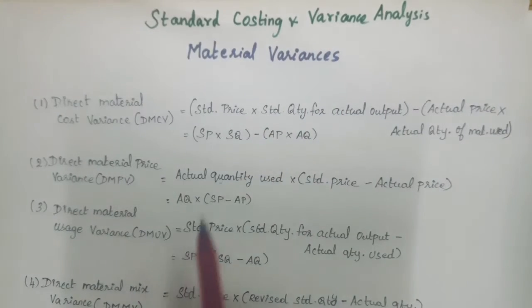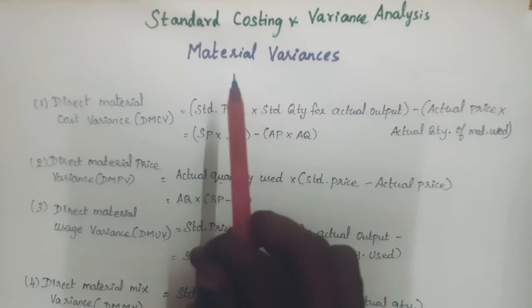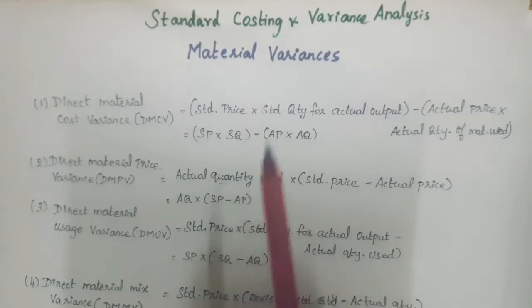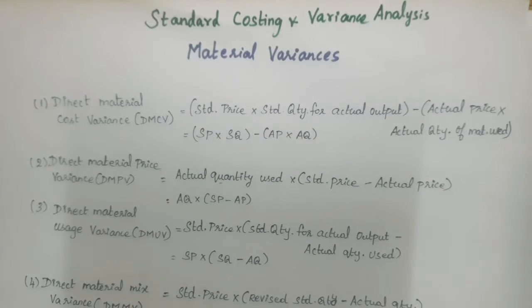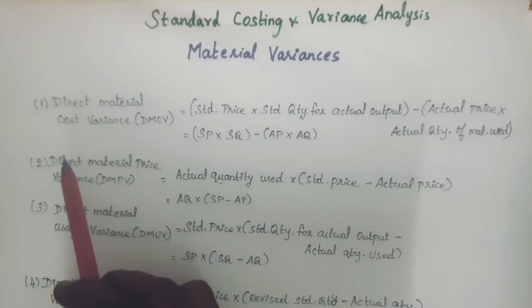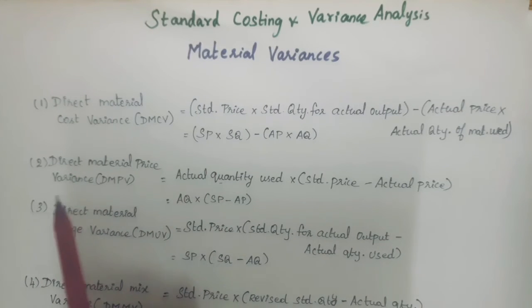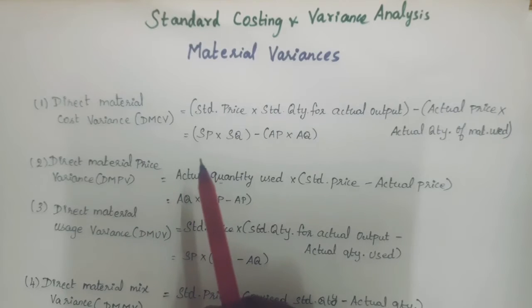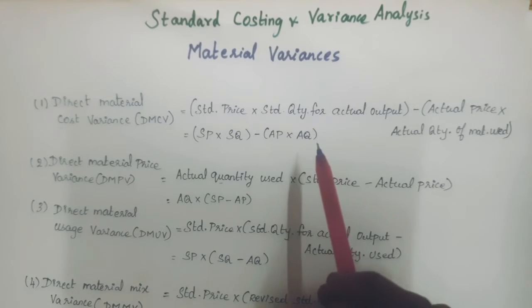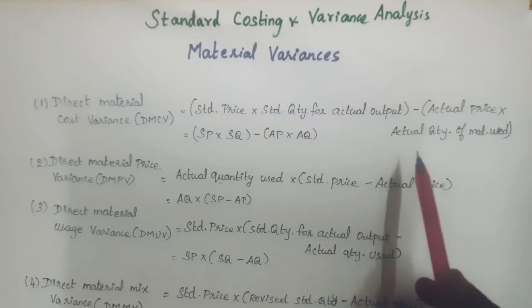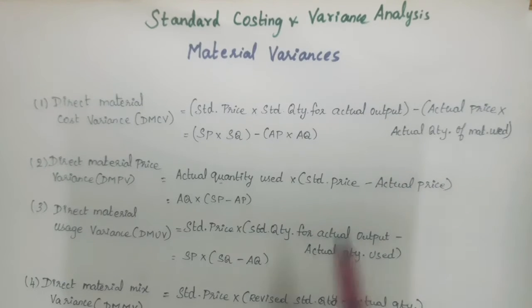In this video, we are going to see one problem under the topic standard costing and variance analysis. On this, we'll just focus on material variance. Under material variance, here we just have four formulas. First, we see that one after another. Direct material cost variance. The formula for direct material cost variance is standard price into standard quantity for actual output minus actual price into actual quantity of material used.